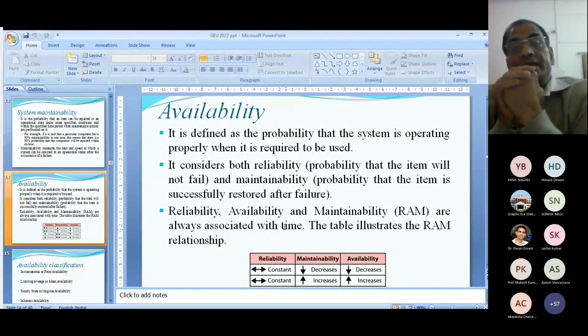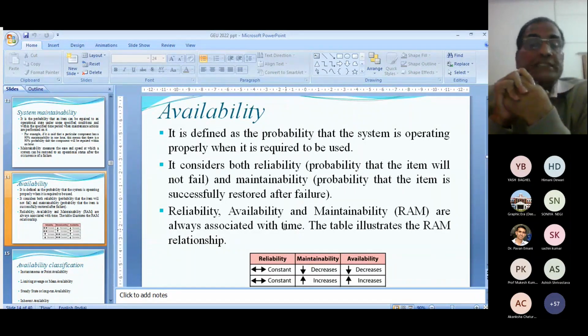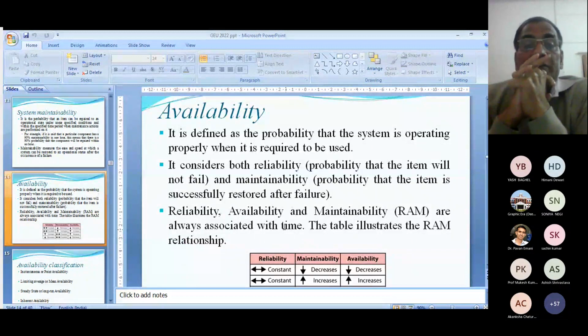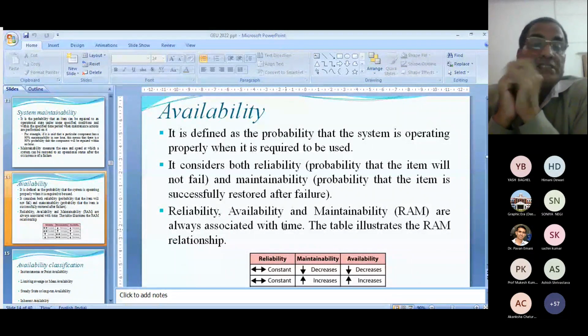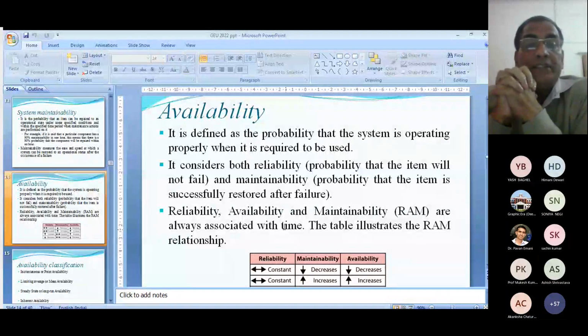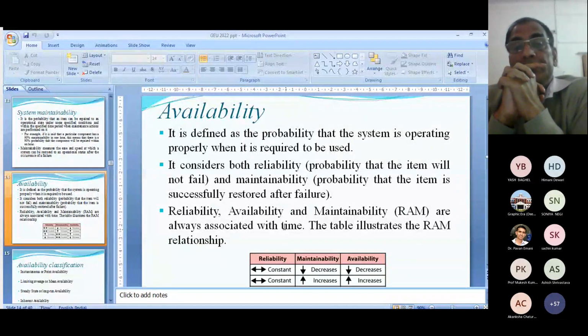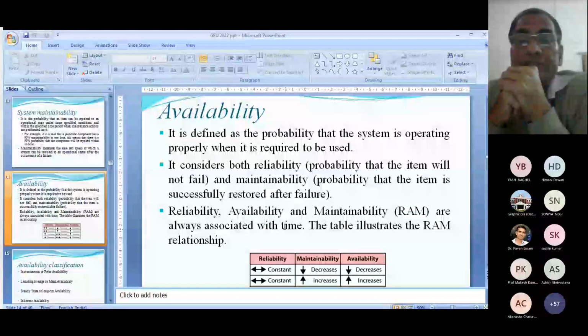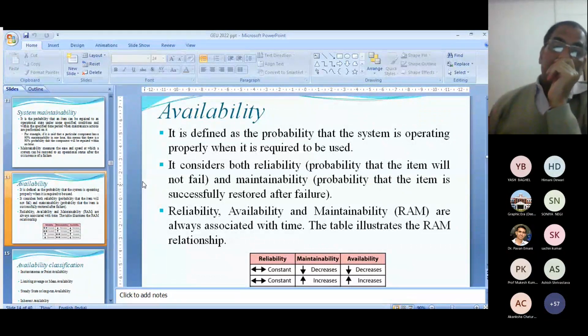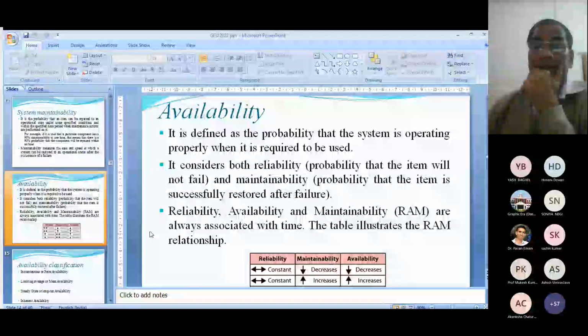Reliability, as defined, is the probability that the system is operating successfully, and maintainability is the probability that the item is brought back to its original state. Reliability, availability, and maintainability are the three key features in the study of reliability engineering. They are in short also known as RAM: Reliability, Availability, and Maintainability.